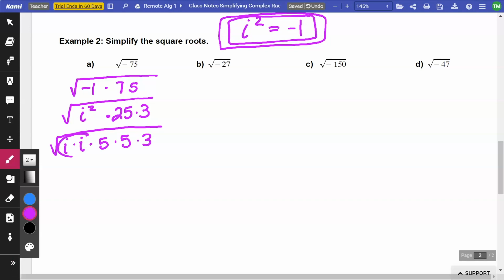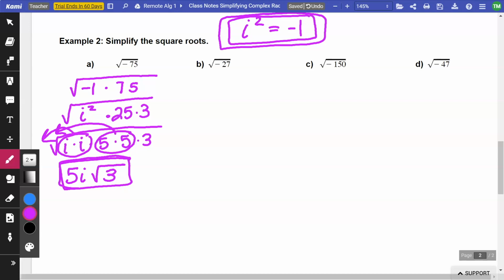Well, we have a group of 2 i's and a group of 2 5's. So we're going to bring an i out in front and a 5 out in front. But now we still have something left under the radical, this 3, so we have 5i times root 3. 5i times root 3 is our final answer. So the square root of -75 ends up being 5i root 3. And notice, just like in the previous problems, we end up with a positive answer. So whenever you take the square root of a negative, you always want to end up with a positive answer that involves i.